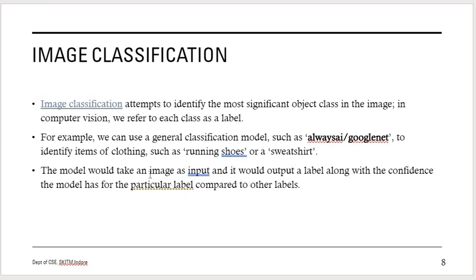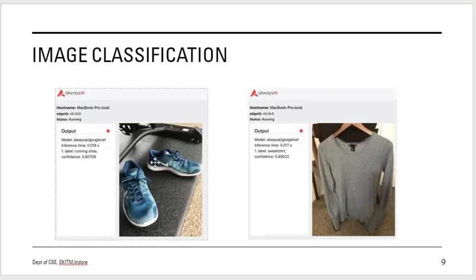The model would take an image as input, and it would output a label along with the confidence the model has for the particular label compared to the other labels. So here I am looking for sports shoes of some specific brand, and the output is this.